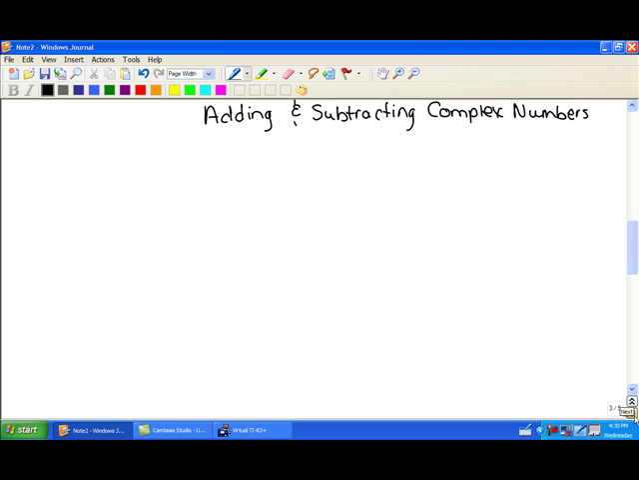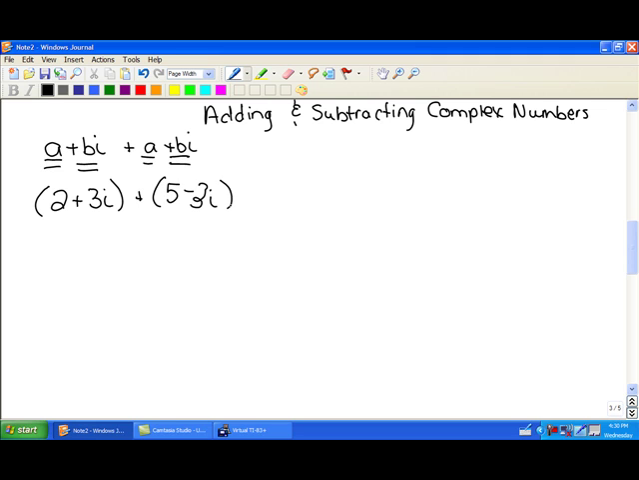When we add and subtract complex numbers, we need to recall that a plus bi is going to be the standard form. So if we're adding two of these together, you are going to combine the real parts, or the a's, and then you'll combine the complex parts, or the b's. Let's look at the complex number 2 plus 3i, where the a is 2 and the b is 3, and add together 5 minus 3i, where the a is 5 and the b is negative 3.